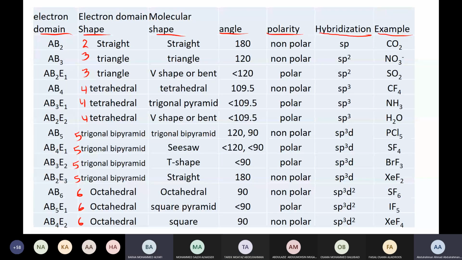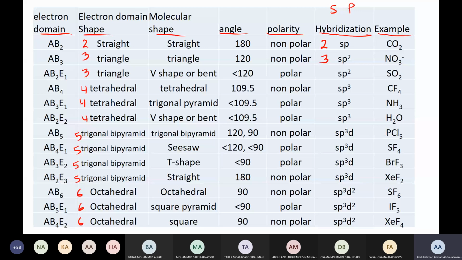The total of bonding pairs? No, this is the electron domain total. Depending on the electron domain total, the orbitals will mix together in a way. If we have 2, it will always give you sp, 1s with 1p only, to make 2.